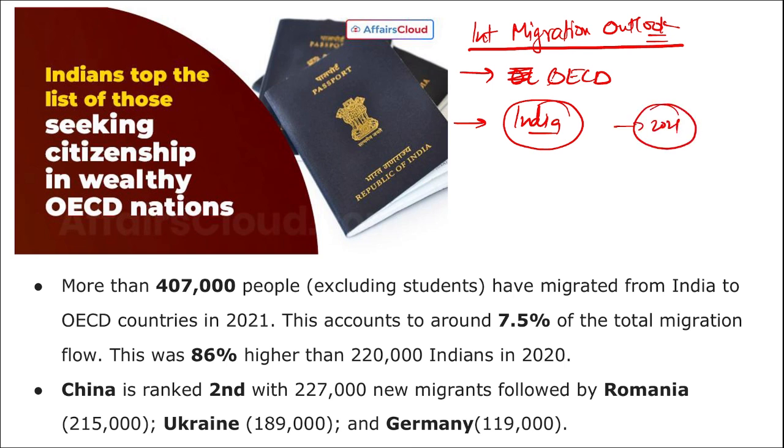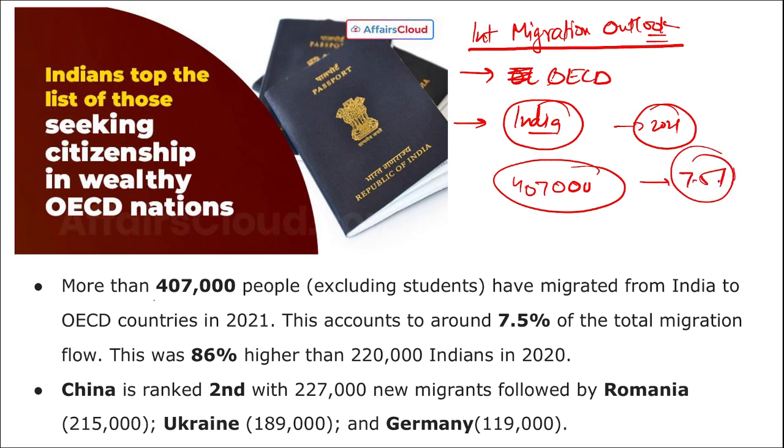I repeat, India is the top country for the second consecutive year, retaining its top position as the country of origin with the maximum number of migrants to the different member countries of OECD in 2021. In 2021 alone, more than 4,07,000 people, excluding students, have migrated from India to OECD countries, and this accounts for around 7.5% of the total migration flow.